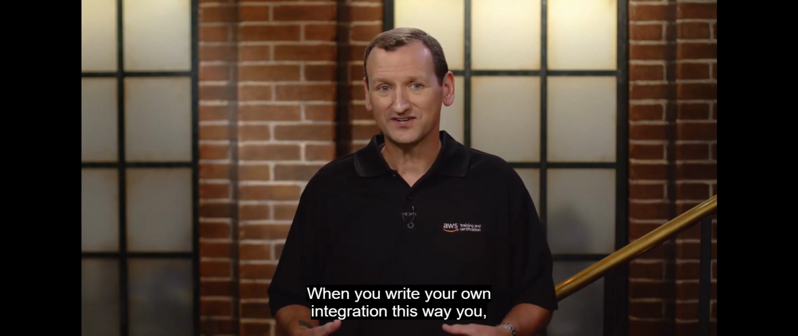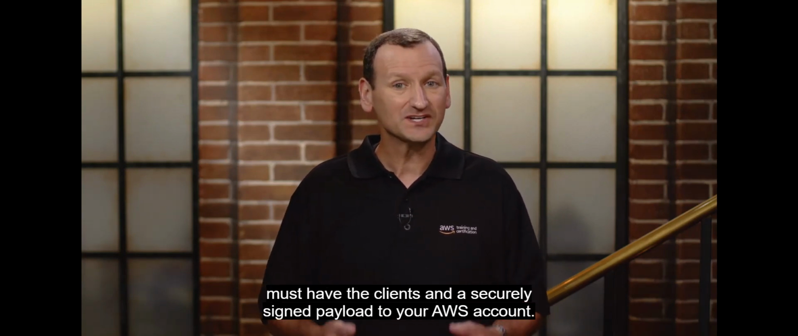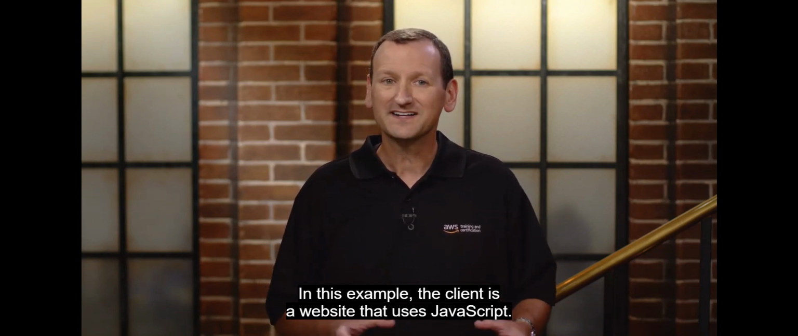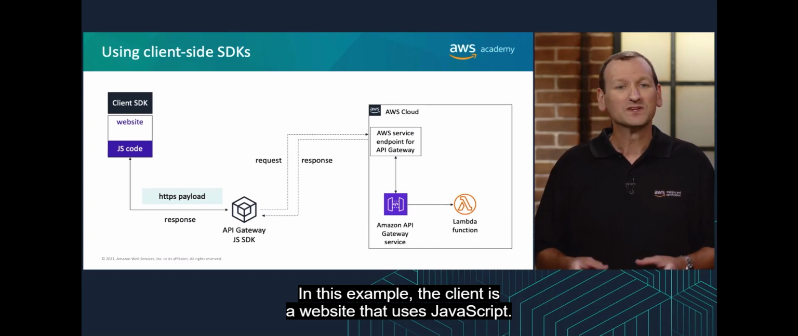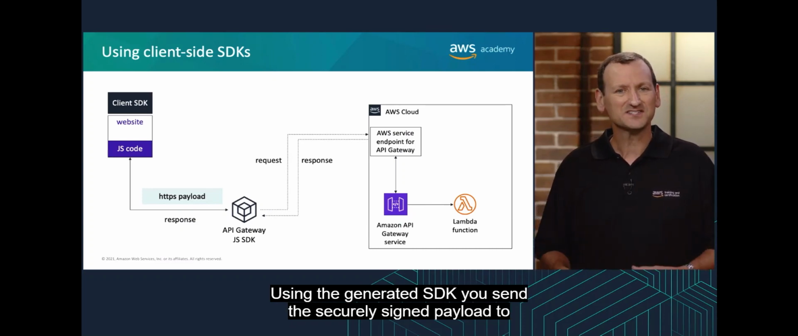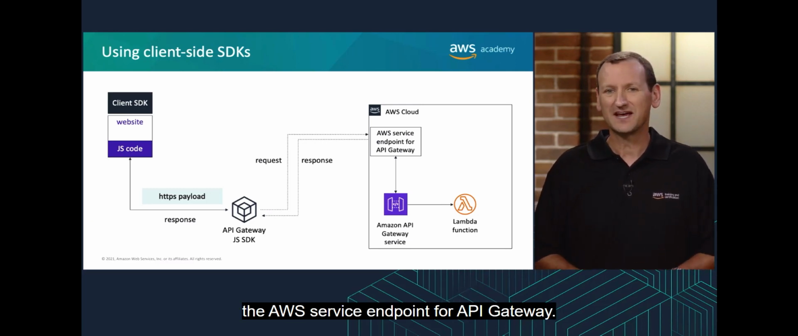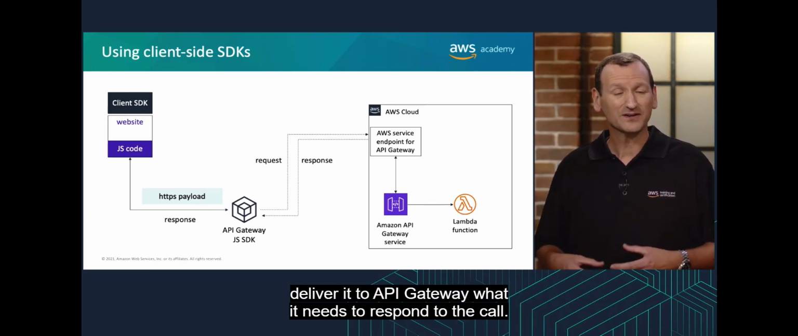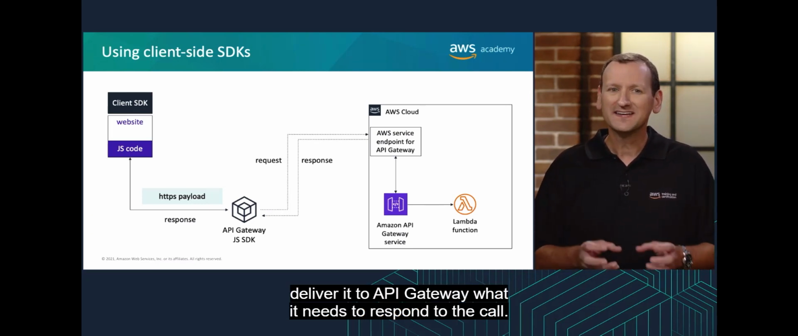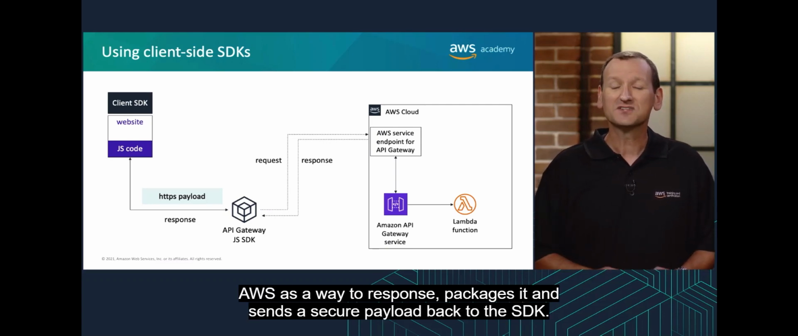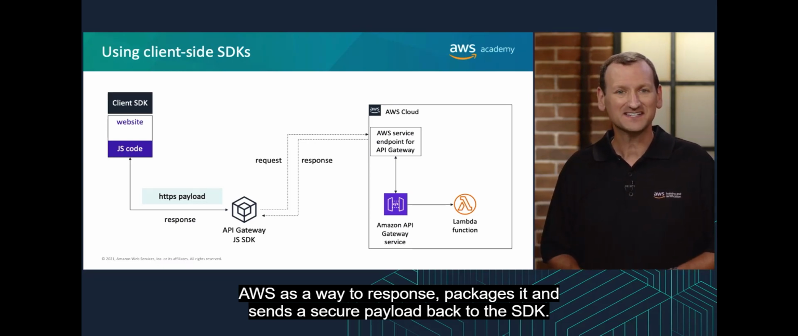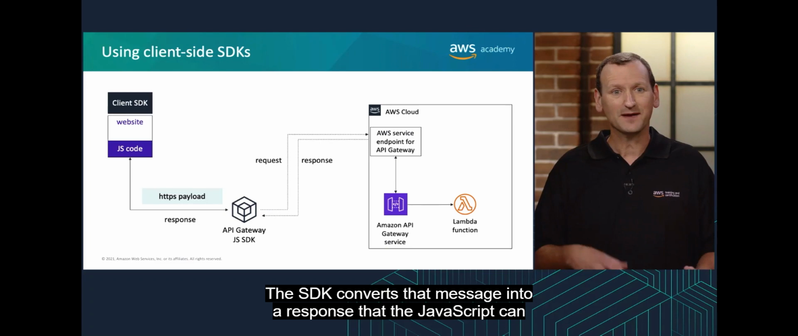When you write your own integration this way, you must have the client send a securely signed payload to your AWS account. In this example, the client is a website that uses JavaScript. Using the generated SDK, you send the securely signed payload to the AWS service endpoint for API Gateway. AWS can unpack that payload and deliver to API Gateway what it needs to respond to the call. AWS awaits a response, packages it, and sends a secure payload back to the SDK. The SDK converts that message into a response that the JavaScript can work with.